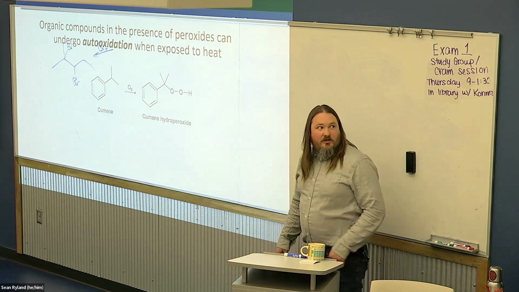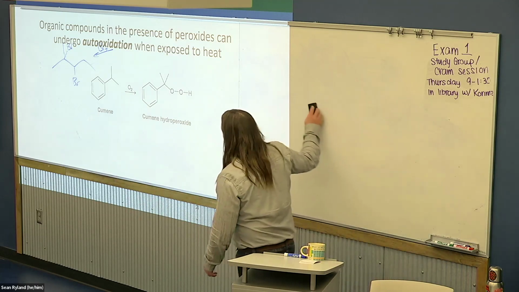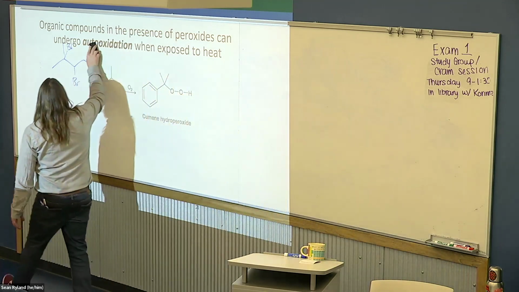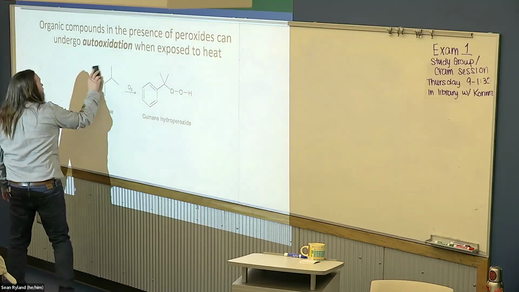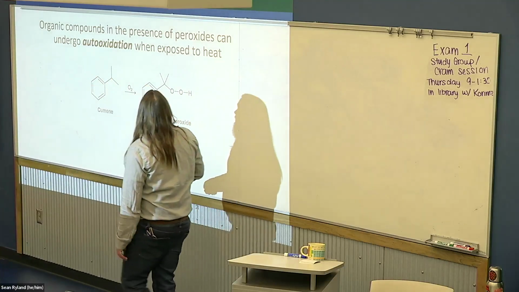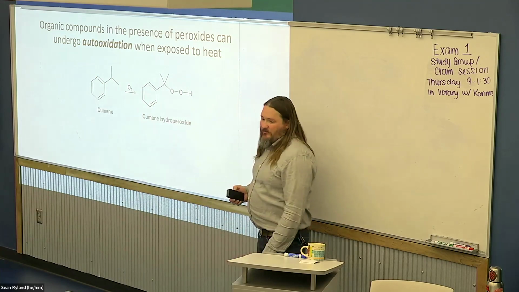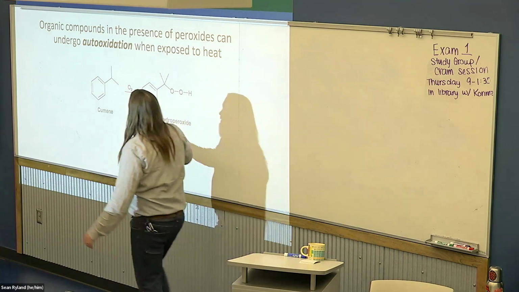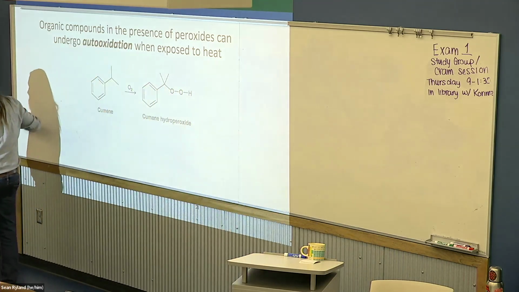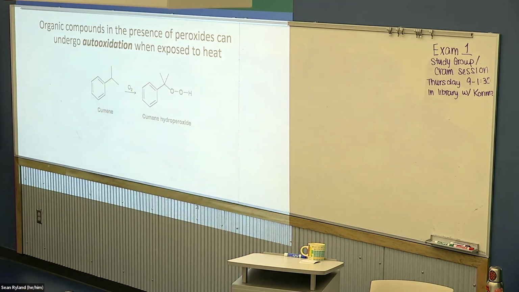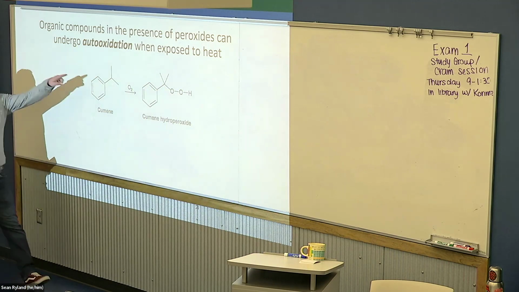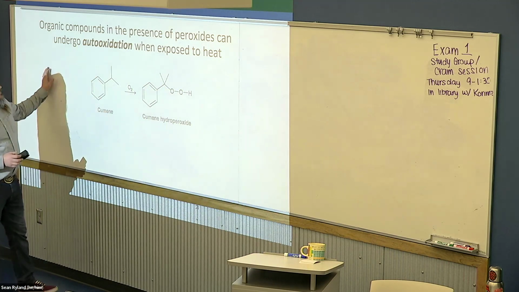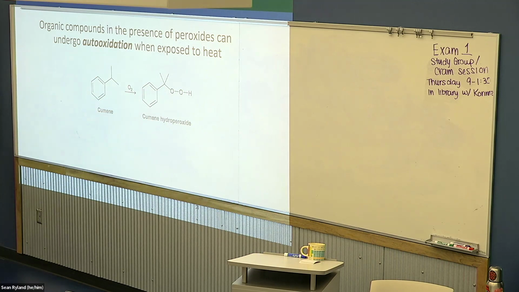All right, here's one that we're not really gonna look at the mechanism too much, but this has fun everyday applications. A lot of organic compounds will naturally break down in the presence of peroxides. And the thing is, there's almost always small amounts of peroxides around if you have oxygen around. Because oxygen itself is a very reactive molecule, right?